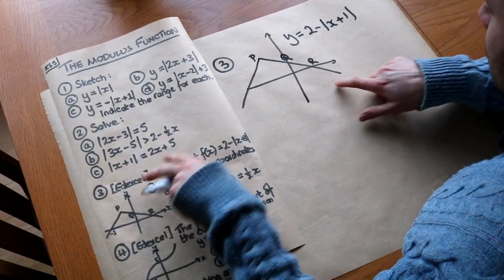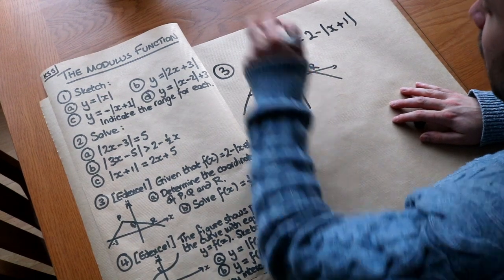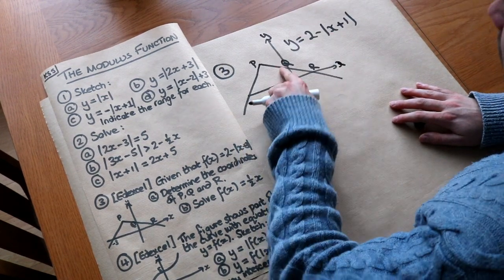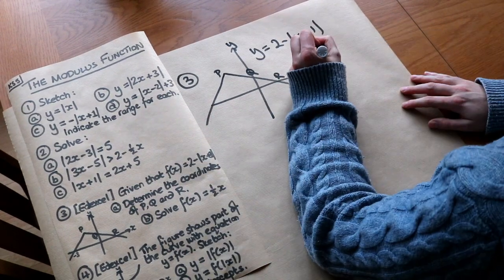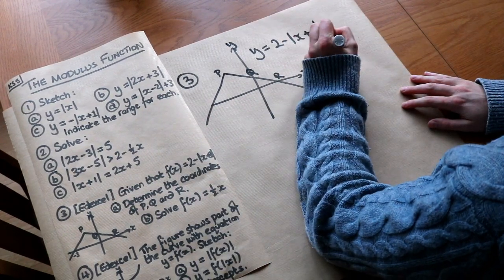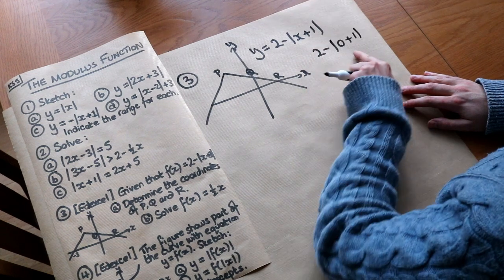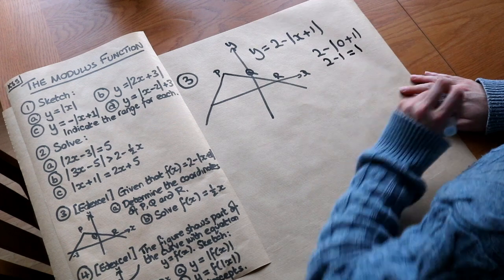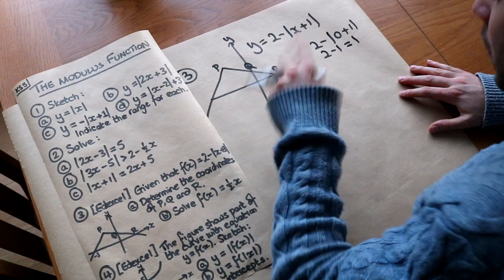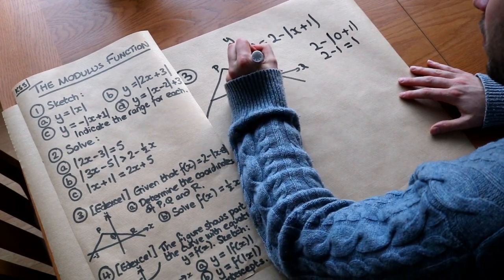Well, note first that the Q here is the y-intercept. Now we know to get the y-intercept we just have to make x 0. So we make x 0, we get 2 minus the modulus of 0 plus 1. Now the modulus of 1 is just 1, so we get 2 minus 1, which is equal to 1. So we can see therefore that the coordinates of Q are going to be 0, 1.